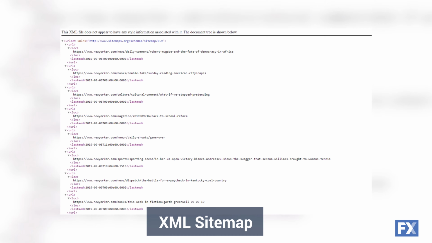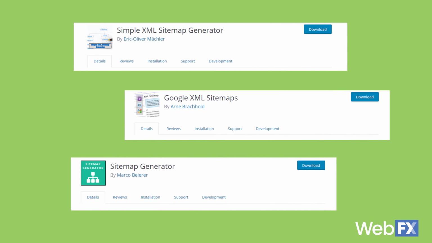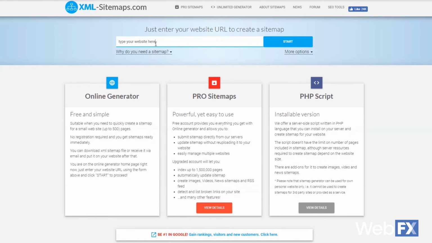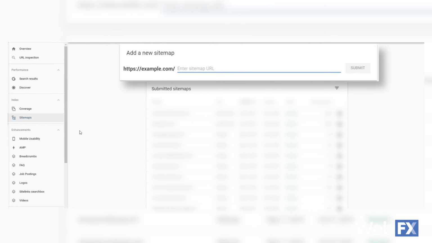XML sitemaps are purely for search engines. These are really great for helping search engines find and crawl new pages. If your site uses WordPress, you can use a plugin to generate your sitemap. If you can't use a plugin, you can create an XML sitemap online. Once you have an XML sitemap, you can submit it to Google Search Console so it can be crawled.